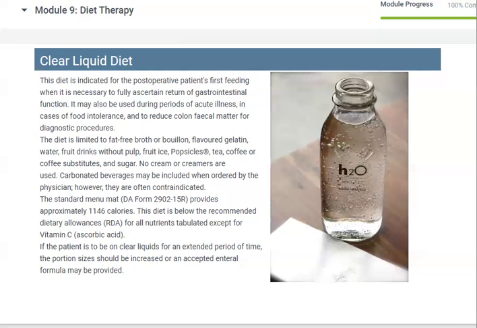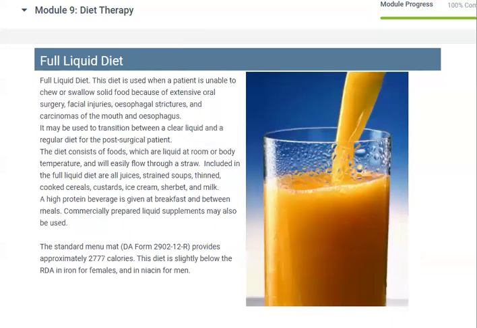Full liquid diet. This diet is used when a patient is unable to chew or swallow solid food because of extensive oral surgery, facial injuries, esophageal strictures, and carcinomas of the mouth and esophagus. It may be used to transition between a clear liquid and a regular diet for the post-surgical patient. The diet consists of foods which are liquid at room or body temperature, and will easily flow through a straw.